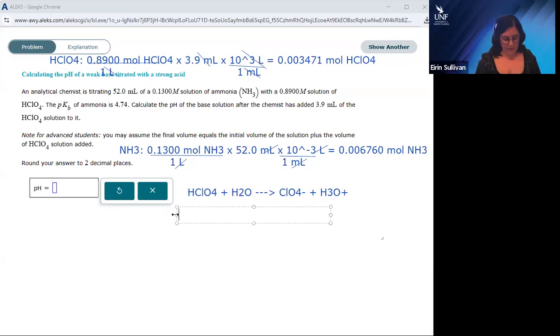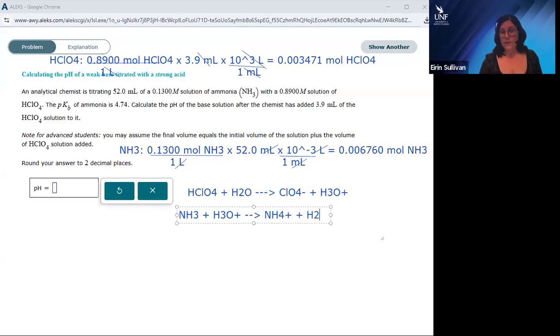So for any weak base, it doesn't matter what it is, a base is a proton acceptor and an acid is a proton donor. So that reaction is going to look a little bit like this: NH4+, the conjugate acid of the ammonia.